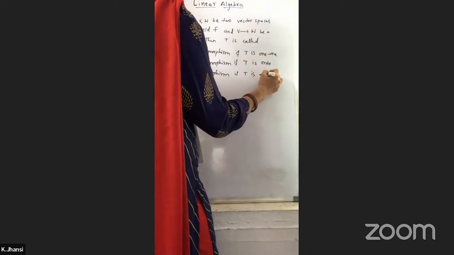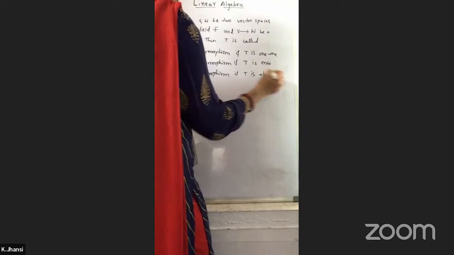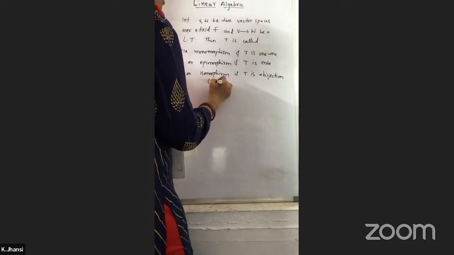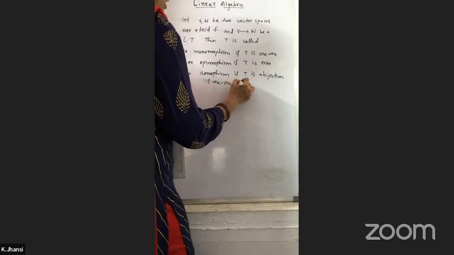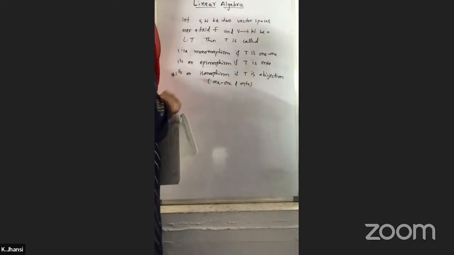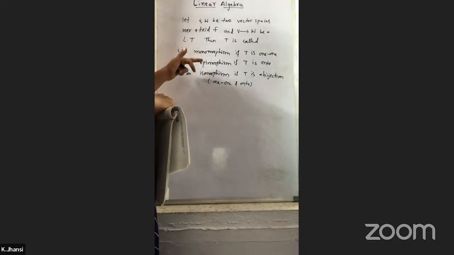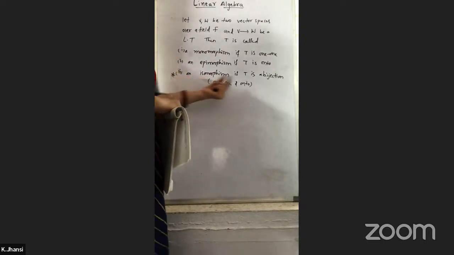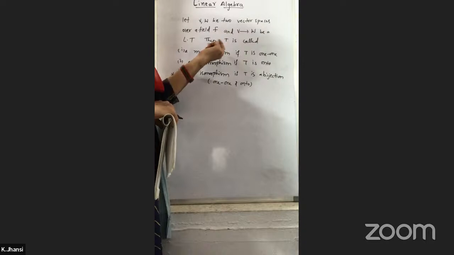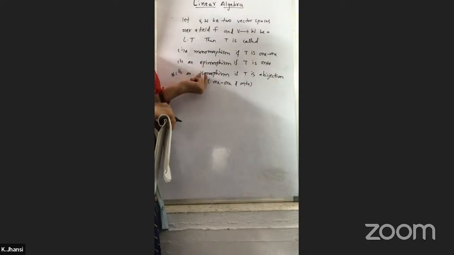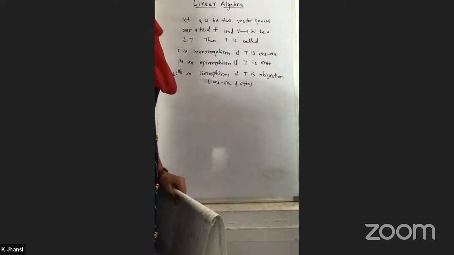If T is a bijection, that is, you can write in brackets, one-one and onto. Okay, so these three are important: what we call a monomorphism, an epimorphism, or an isomorphism. If the one-to-one relation is satisfied, then we call it a monomorphism. If it is onto, it means epimorphism. And the third one is both. The combination of these two is called an isomorphism, that is one-one and onto, or else it is also called a bijection.